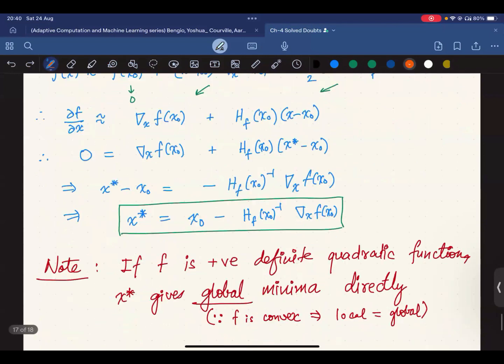So now here, if f is a positive definite quadratic function, positive definite means it has a minimum, and quadratic means it is a convex function. Since it is positive definite, there is no other minima apart from the global one. There is only one minimum. So this is like a special case.